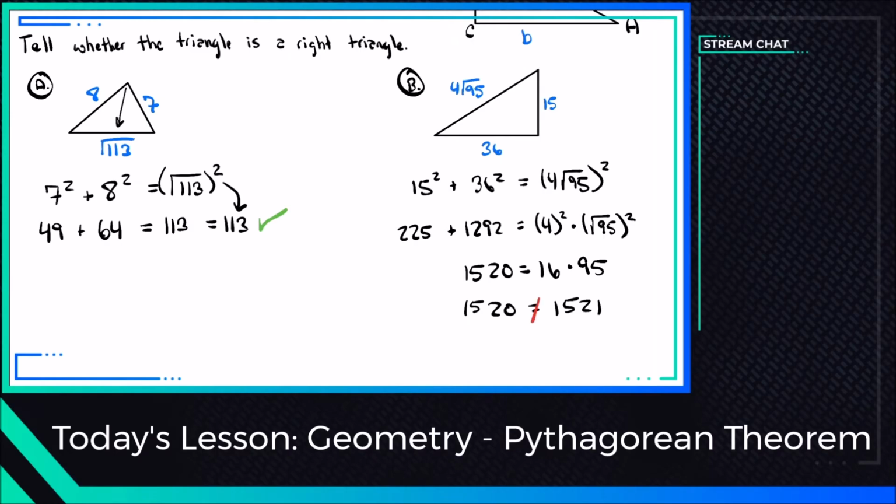And so because those are not equal, this is not a right triangle. And if you look at this triangle here, triangle B, it looks like that is a right triangle. But this angle here probably is really close to 90 degrees. So don't let your eyes deceive you, because this difference of 1 here means that this is not a right triangle.